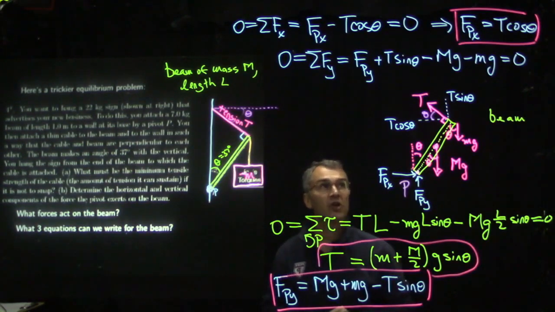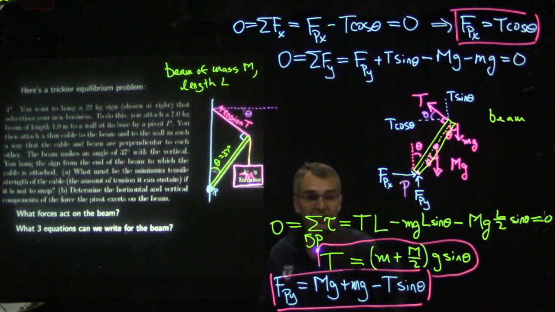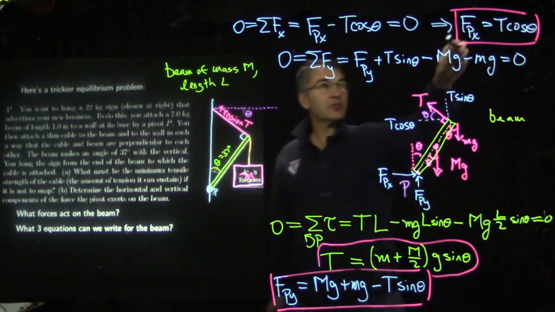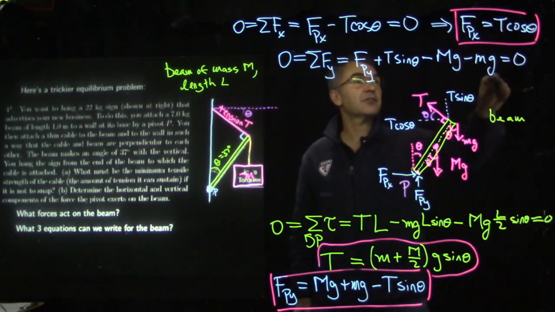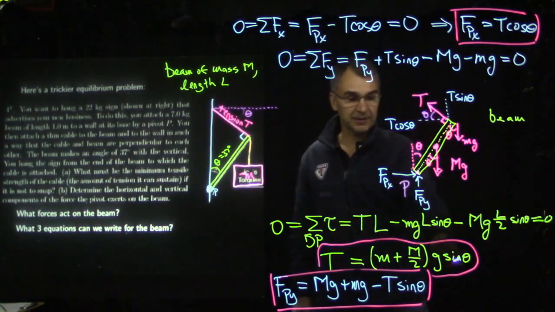So assuming that we have solved this correctly, and I did not write down a correct answer anywhere, so I can't say for certain, I can't check it against work that I did last year, it seems as if the tension is little m plus a half big M together times g sine theta. And then it seems as if the vertical force exerted by the hinge is the sum of the two weights minus T sine theta, where you would have to plug in this value of the tension. And then it seems as if the horizontal force exerted by the hinge is T cosine theta, where again you'd have to plug in this expression for the tension.